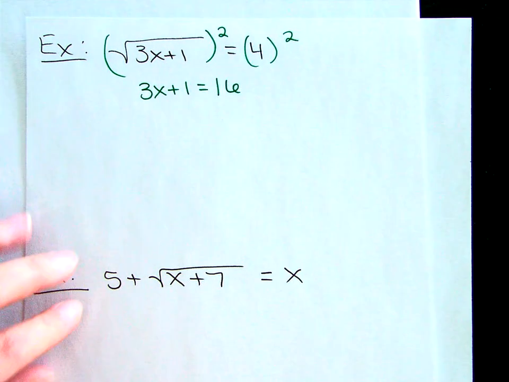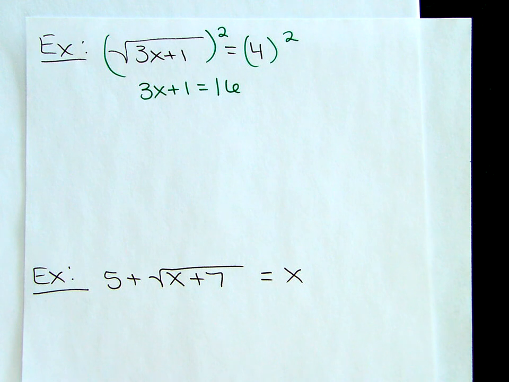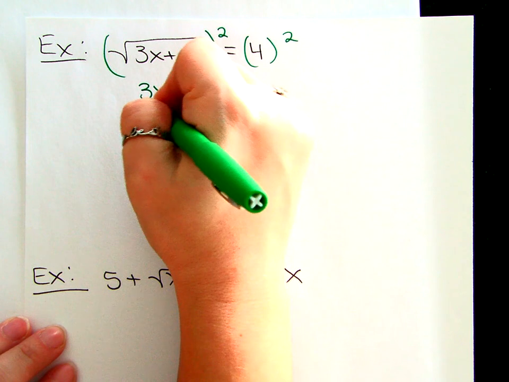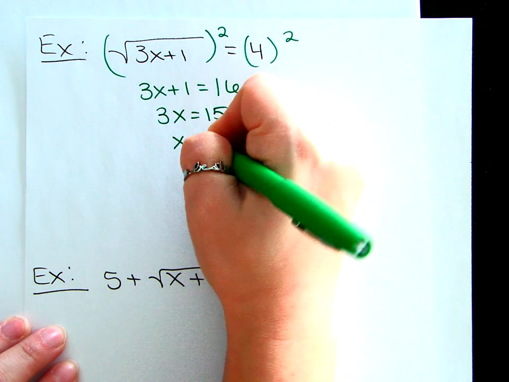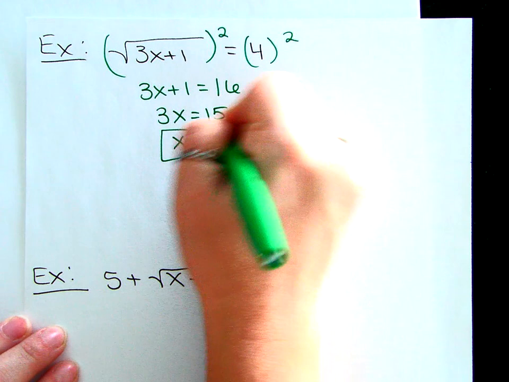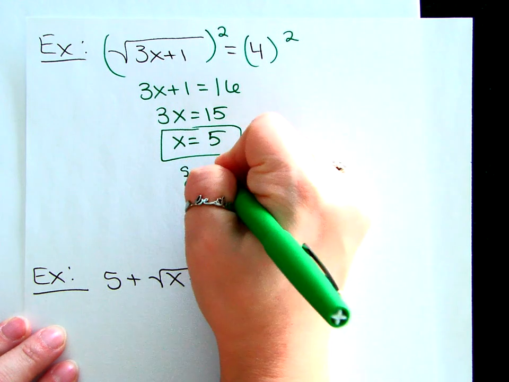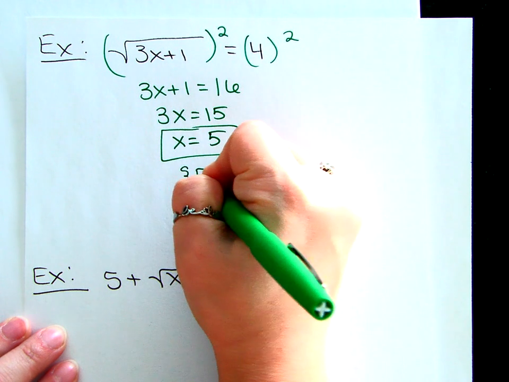Now I have a nice regular algebraic equation. Subtract that 1 over, divide by 3, and I get x equals 5. You might also see this written in set form like this, where they give you the curly brackets and you put your answer inside.